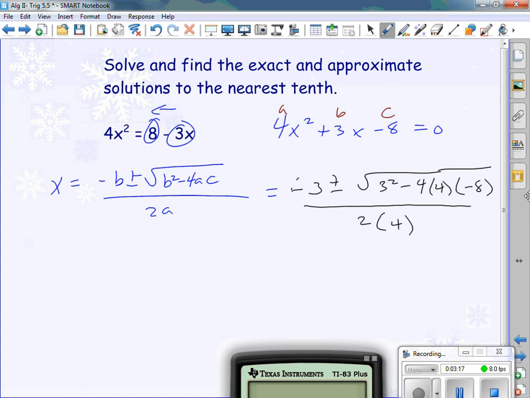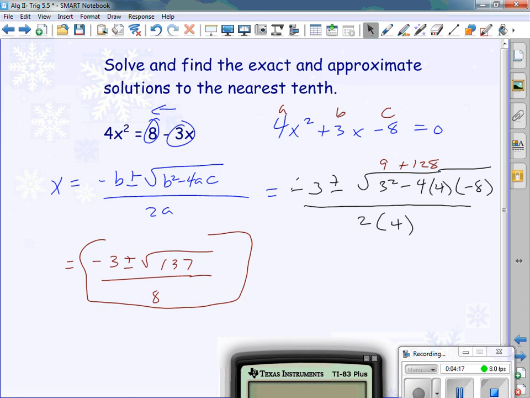Now I'm going to go through and do the math. Negative 3 plus or minus the square root of, all right, 3 squared is 9. What's negative 4 times 4? Negative 16. Negative 16 times a negative is a positive. 16 times 8. Well, 8 times 10 is 80, 6 times 8 is 48. Put it together, I get 128. So 9 plus 128 is 137. Do I know the square root of 137? No. This is your exact answer. And 2 times 4 is 8 on the bottom.